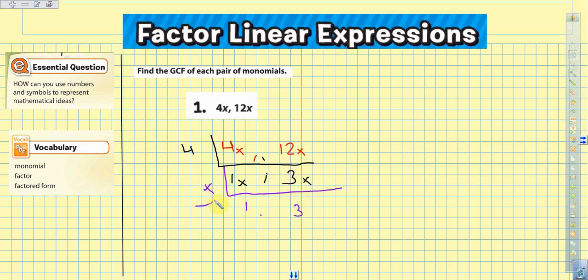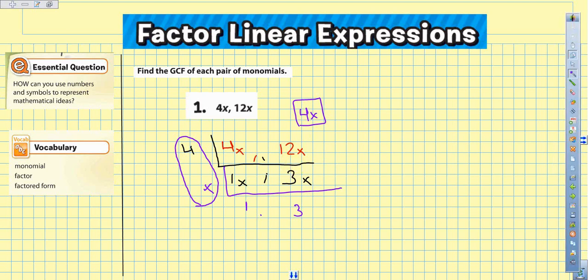Our GCF, located on the left side, is 4 times x, which ends up being 4x. Now to relook at our number, we see that 4x can go into 4x one time. 4x can go into 12x also. X goes into x one time, but 4 can go into 12 3 times. So that's kind of how it has to work. This number has to be able to go into both of these, or have items from both of these.